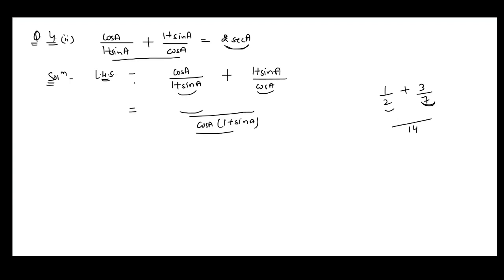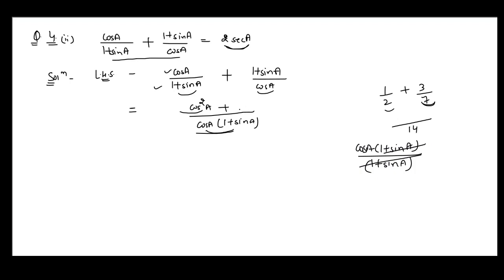Now, the next step is how do we get the term over here? Divide your LCM with the first denominator. So when you divide cos A times 1 plus sin A with 1 plus sin A, what we are left with is just cos A, right? Now that cos A times the numerator, cos A times cos A is cos square A, right?